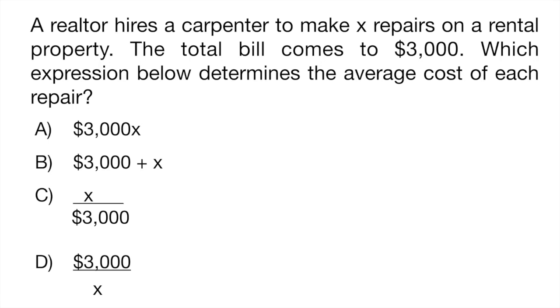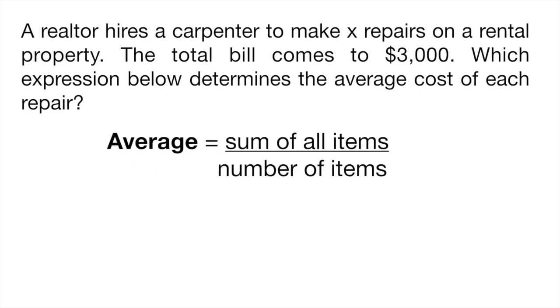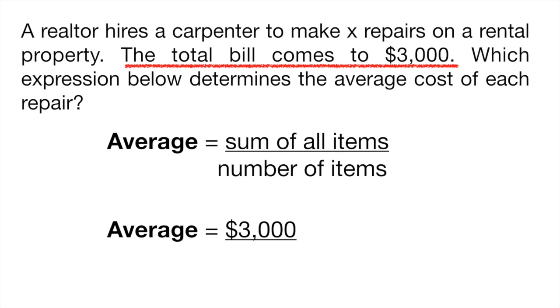All right, so notice that this is a question where they're asking you an average. So remember that an average is equal to the sum of all items divided by the number of items. If you look at the question, it tells you that the total bill comes to $3,000. So that is the sum of all items. So you'd put 3,000 on top. And then we have to divide that by the number of items.